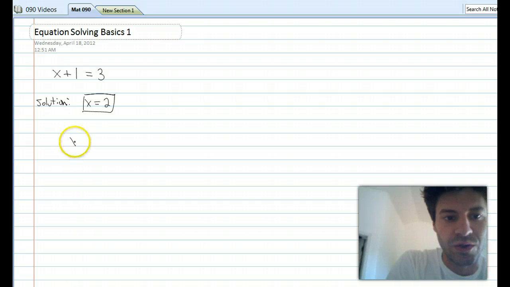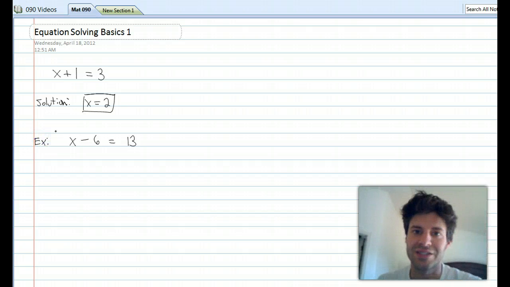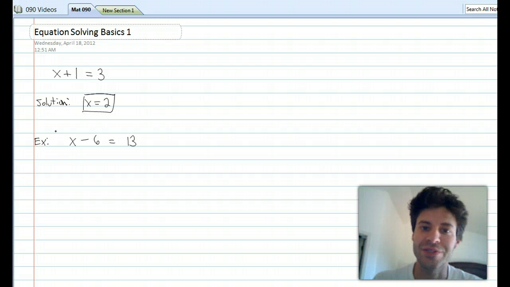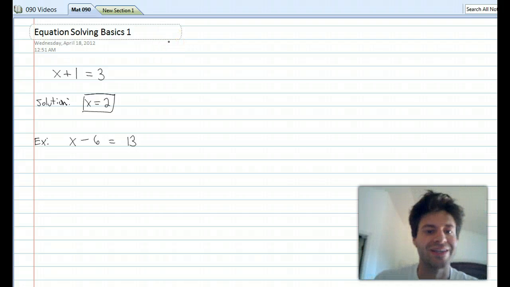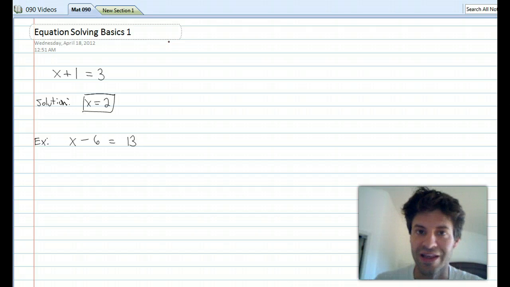Let's go to an equation, x minus 6 equals 13. This is another example. x minus 6 equals 13. How are we going to solve that equation? Again, you could probably look at it and figure out what x has to be, but let's use some algebra to actually do it this time. The principle we're going to use is that we can add any number to both sides of an equation. As long as we do something to the left side of an equation, we can do the same thing to the right side of the equation, and that's allowed.